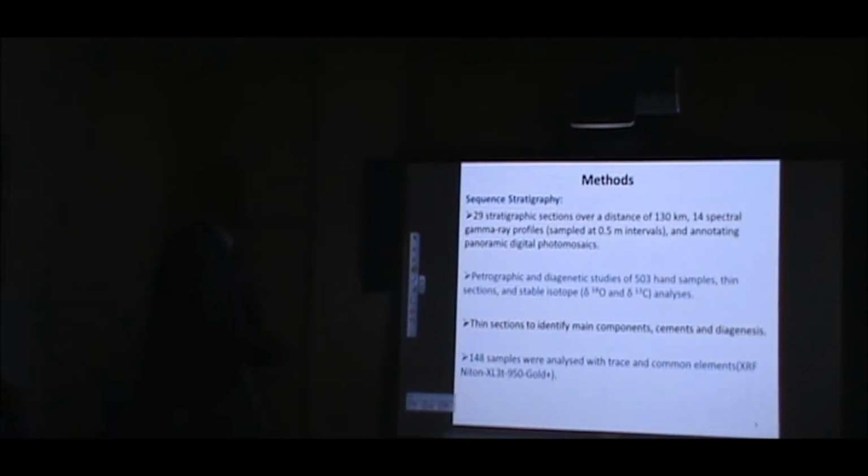The methods here in the stratigraphy, sequence stratigraphy and sedimentology, as I said before, we used in these outcrops. It's around 130 kilometers or more. We measured 29 sections in the field. We measured 14 spectral gamma ray profiles, and the intervals between the measured points in each section was 0.5 meter. And the other thing, we had panoramic photographs or photomosaics to annotate facies in the field.